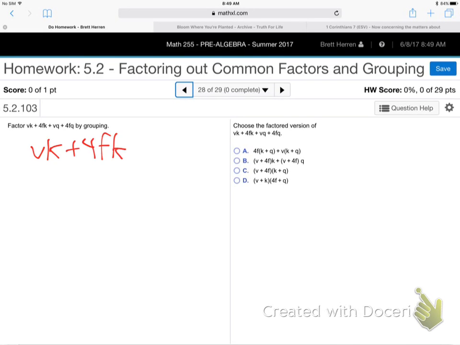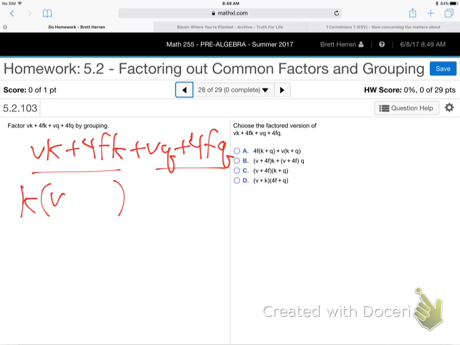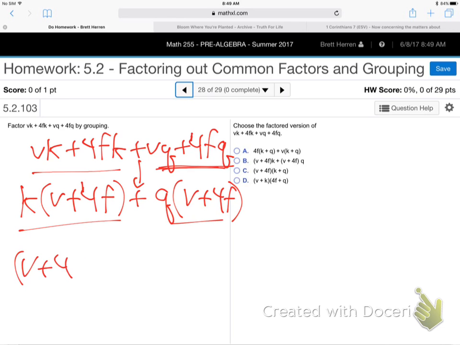Plus 4FK plus VQ plus 4FQ. Right? Okay, so first two, last two. What do the first two have in common? Just K. Leaves V plus 4F. Bring down the plus in the middle. Back two, what do they both have? Q. What does that leave behind? V plus 4F. No rearrangement needed. And then they both have V plus 4F. Remove it.